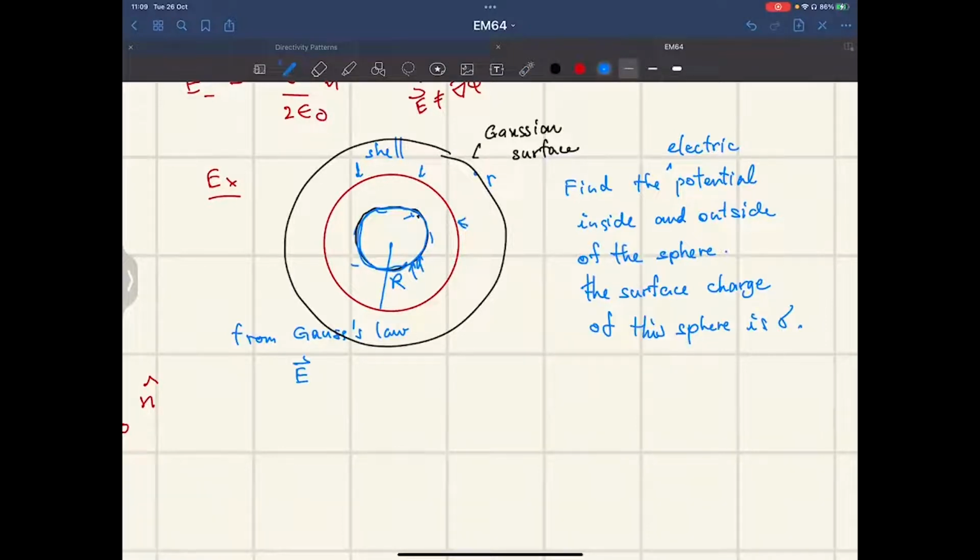So the E field inside the sphere, the spherical shell here, is 0. Any questions?